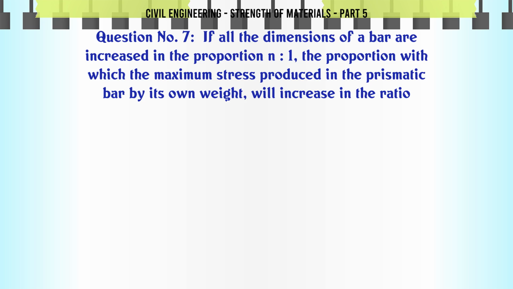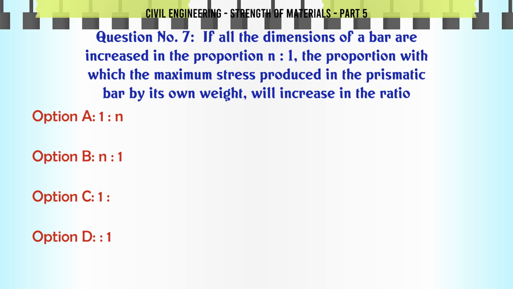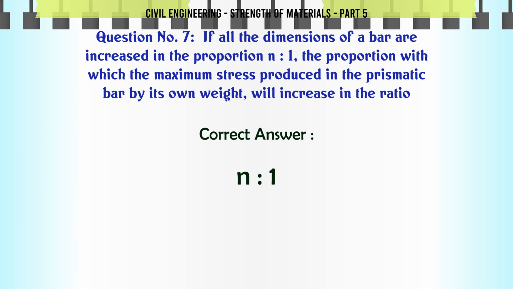If all the dimensions of a bar are increased in the proportion n:1, the proportion with which the maximum stress produced in the prismatic bar by its own weight will increase in the ratio: A. 1/n, B. n:1, C. 1, D. 1. The correct answer is n:1.